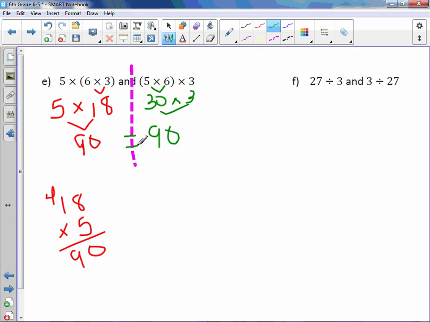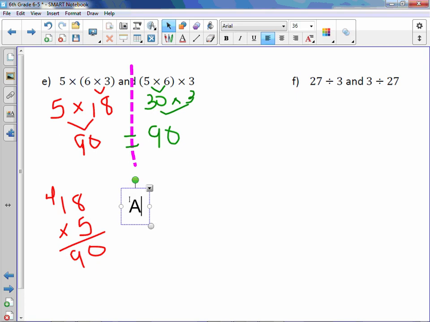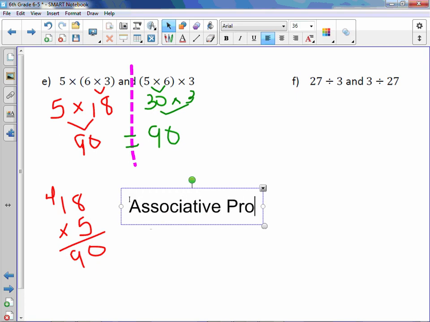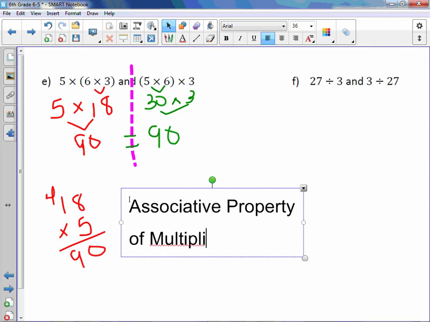They are equal. The grouping symbols change, so I know that this is the associative property of multiplication because it's multiplication.